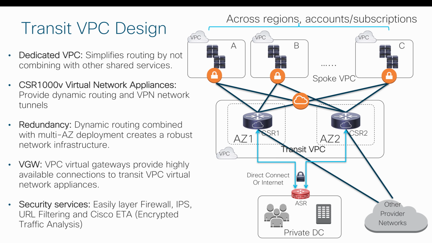So this is the design we have, and I'm not going to spend a lot of time on this. Everybody knows what the Transit VPC is. You just create an aggregation layer in your AWS network, and it's going to interconnect your multiple spoke VPCs together, and also your on-prem network. So that's just the high-level overview of the Transit VPC.